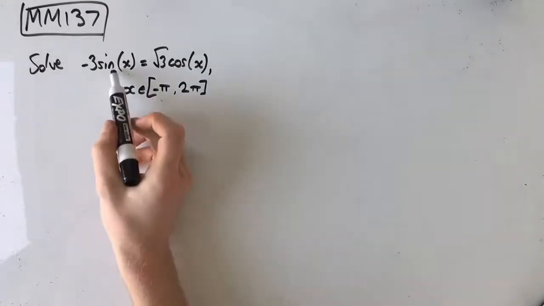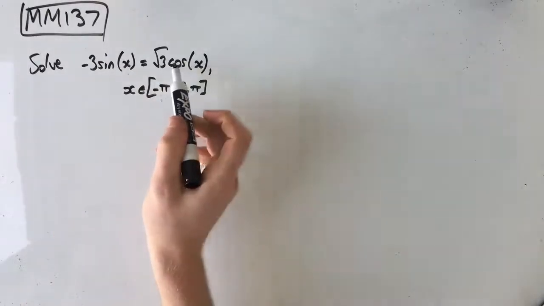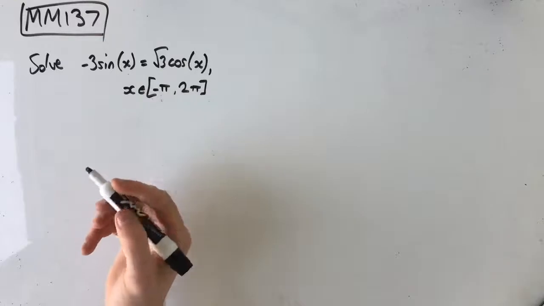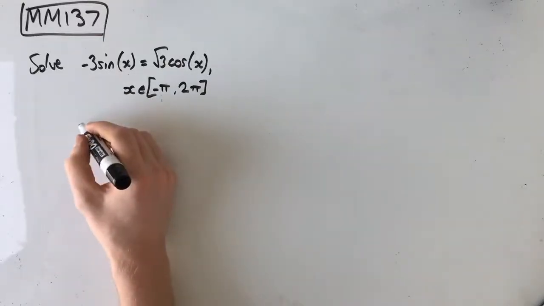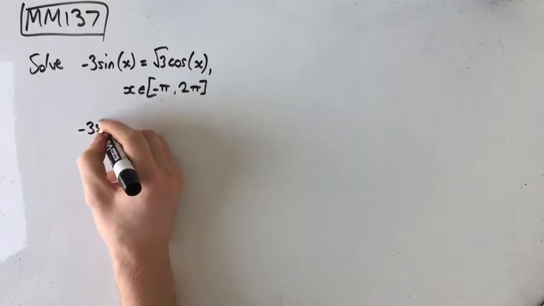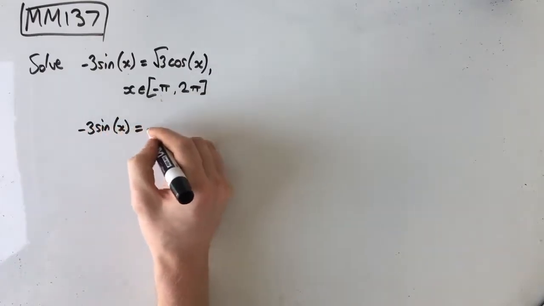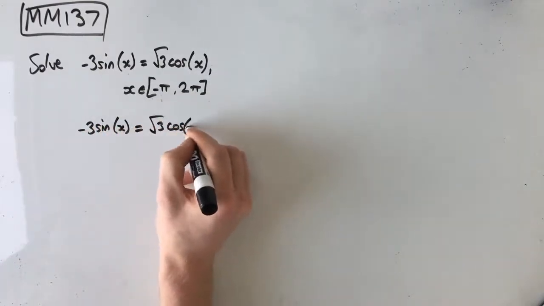Whenever you see sin x and cos x in one equation, you want to make that into tan x. Sin x over cos x is equal to tan x, which means that we can actually rearrange this. Let me just write this out again: -3 sin x equals √3 cos x.